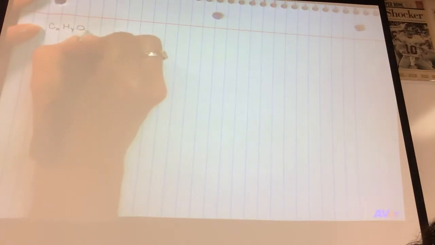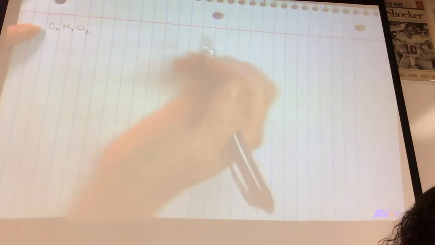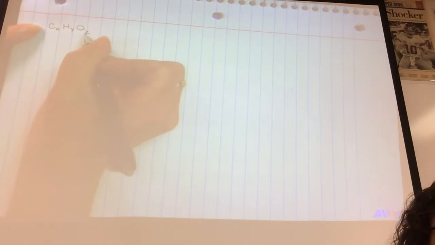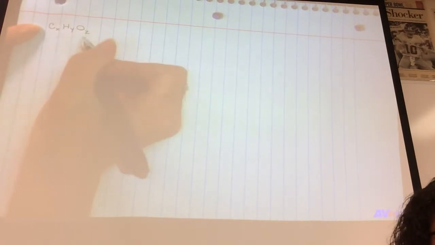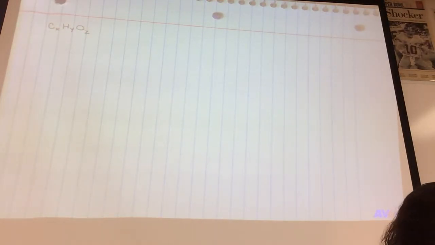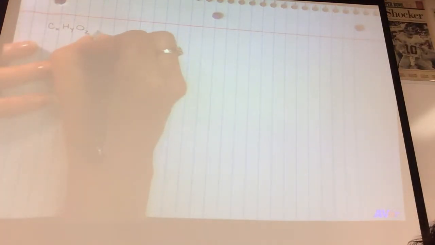In this problem we have some carboxylic acid, which I'm going to represent CxHyOz. And typically you go XYZ on an empirical formula. If you have 4 elements, you go WXYZ. Some people do ABCD. Whatever rocks your world is fine.